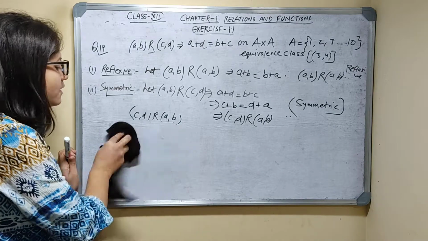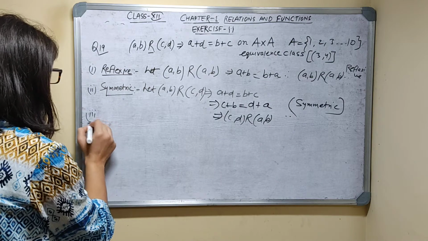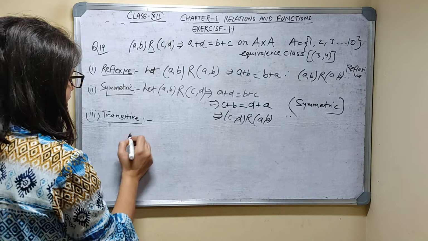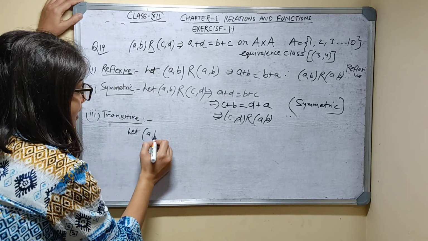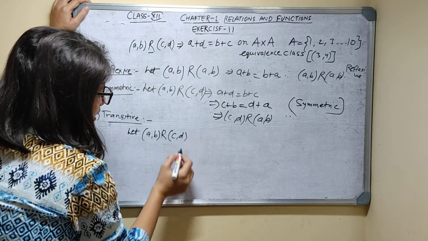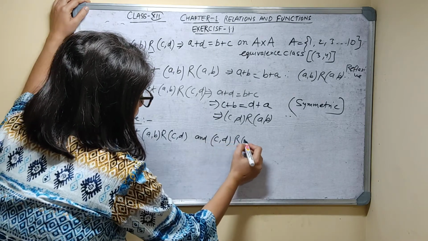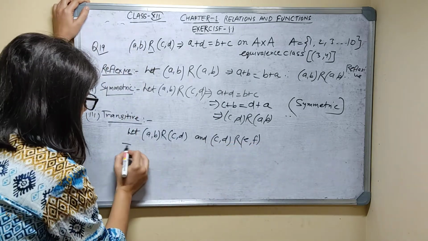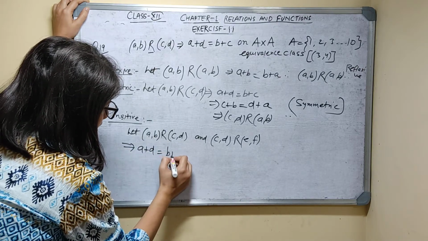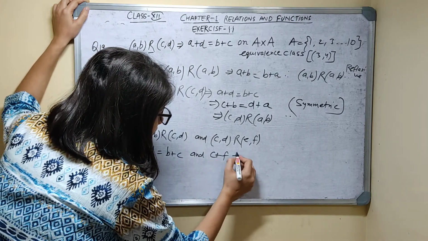Now the third one is transitive. We have to prove that it is transitive. So I will write, let (a, b) be related to (c, d) and (c, d) be related to (e, f). So according to this, what will we write? a plus d is equal to b plus c, and this I will write c plus f is equal to d plus e.